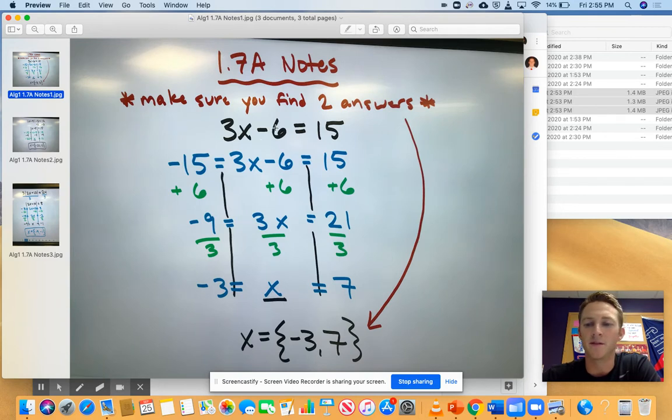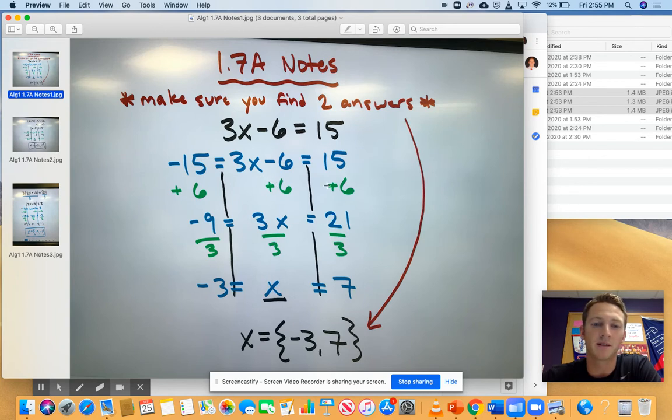But the different thing about absolute values is that we're going to solve for two answers here. So we're going to solve for 3x minus 6 equals 15 and 3x minus 6 equals negative 15. So whatever it equals, the constant, the whole number on the right side, we're also going to have to do the negative. Now, if this is a negative, we would turn it to a positive.